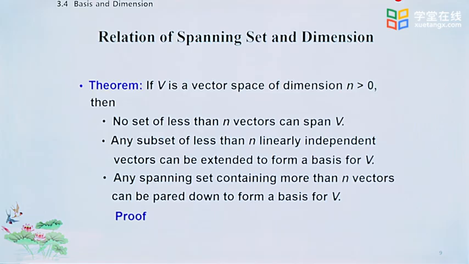Okay, now we consider this theorem, which reveals the relation of spanning sets and dimension. If V is a vector space of dimension n greater than 0, then no set of less than n vectors can span V. And any subset of less than n linearly independent vectors can be extended to form a basis for V. And any spanning set containing more than n vectors can be pared down to form a basis for V. This theorem is not difficult to show.